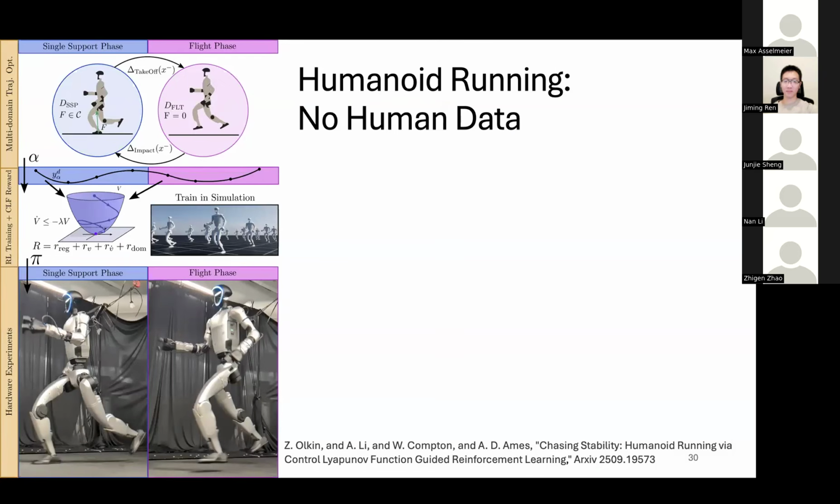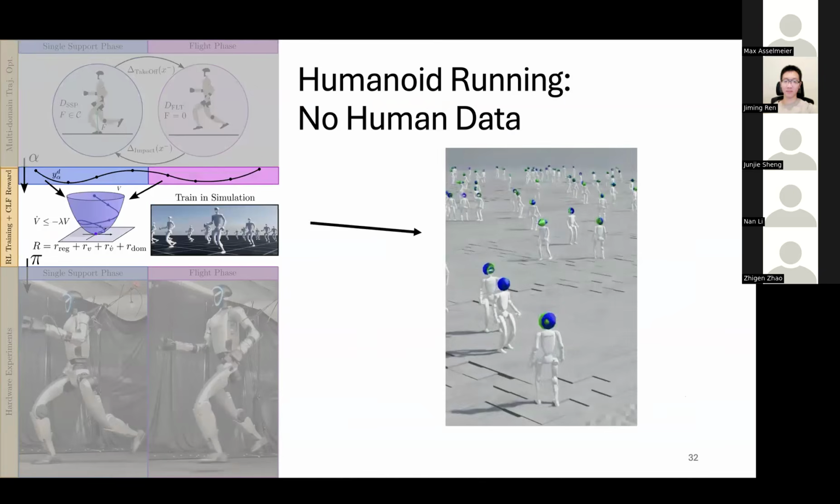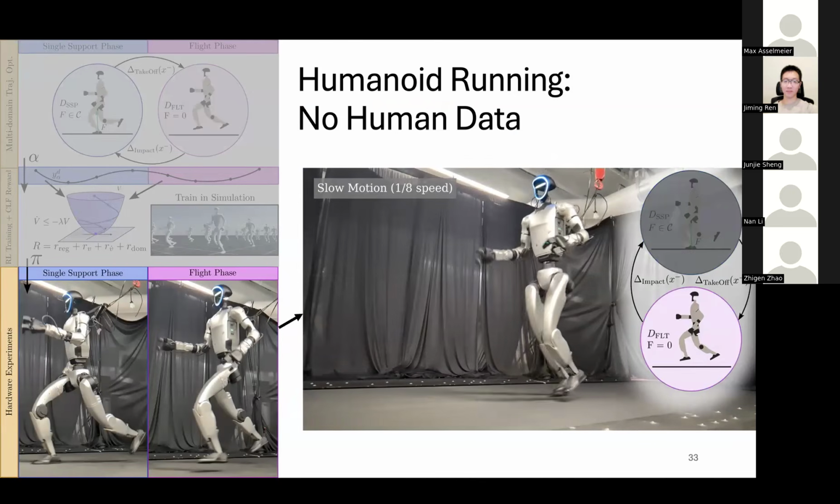How do we get the running? Well, it's a pretty similar pipeline. First, we do the multi-domain trajectory optimization. The original trajectory optimization we did with the walking really just had one domain: single support back to single support. Now it's flight phase to single support back to flight phase. So we had to improve our trajectory optimization pipeline to get this. Then we train in simulation with Isaac Lab, and then we can deploy it onto hardware.